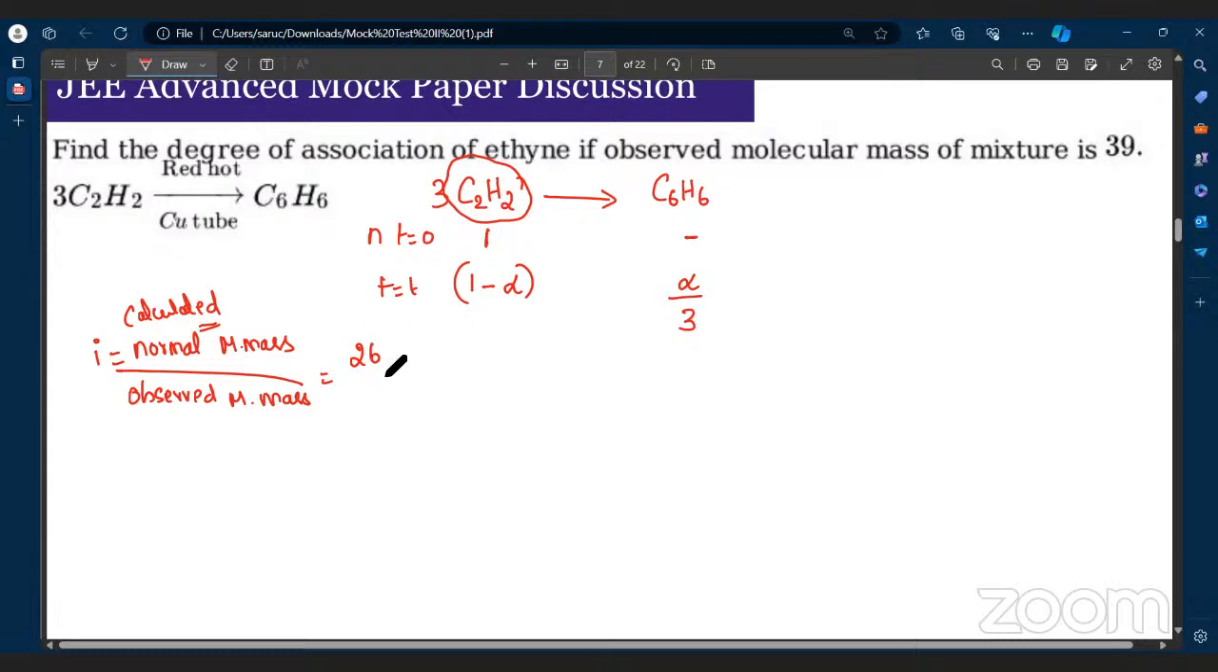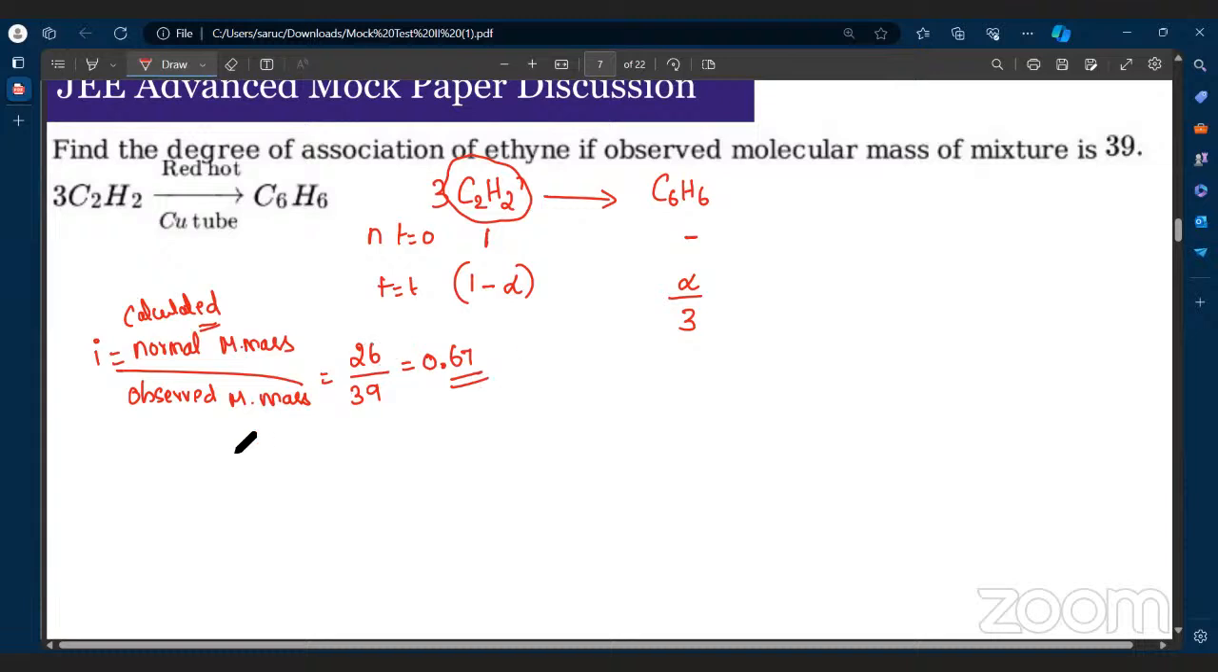And the observed molar mass, what is the observed molar mass? It is 39. So you will be getting 0.67 as your Van't Hoff factor. 0.67 is your Van't Hoff factor. Okay, so you can do it like this, and then you can equate it to the number of moles given.